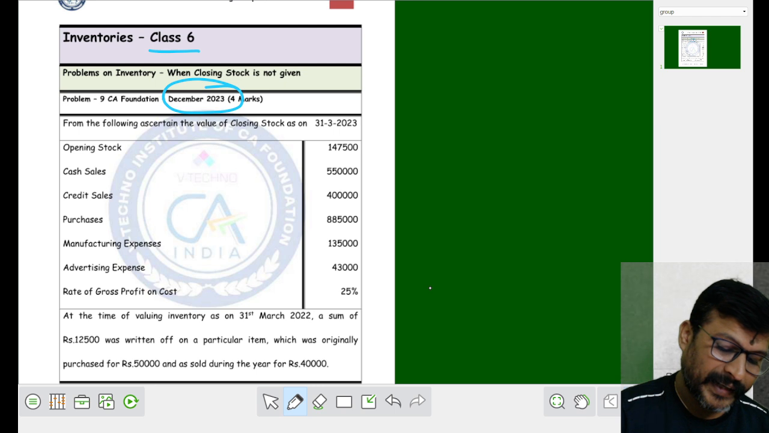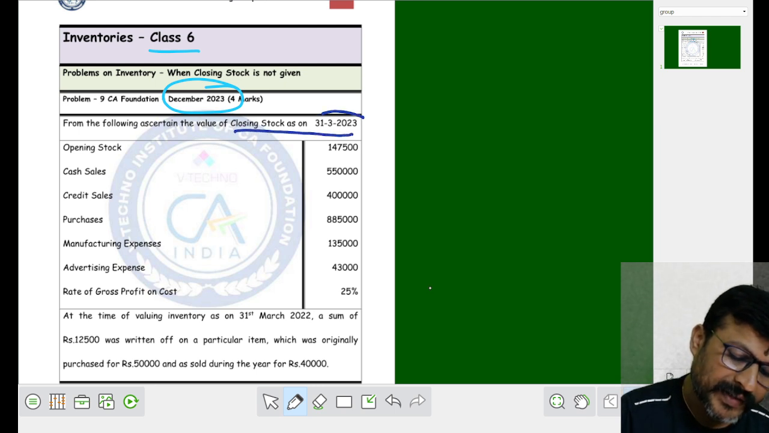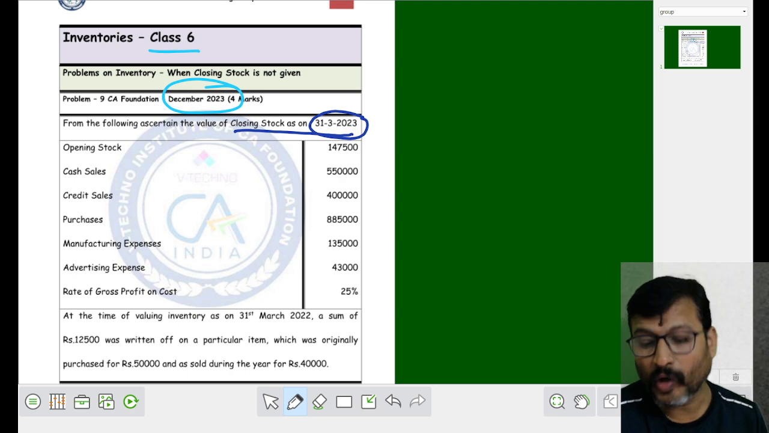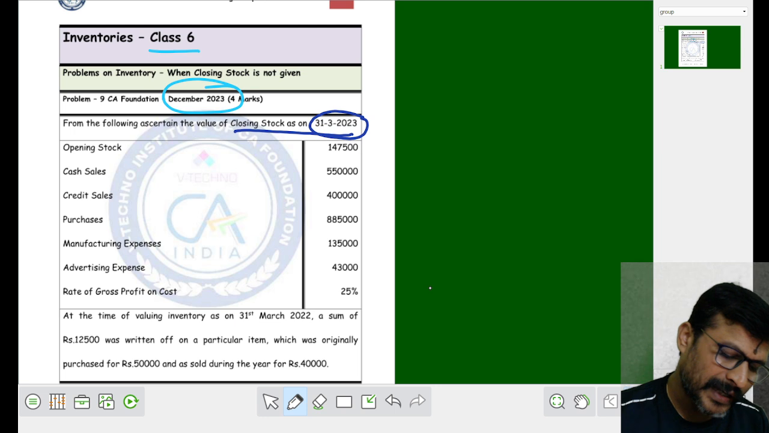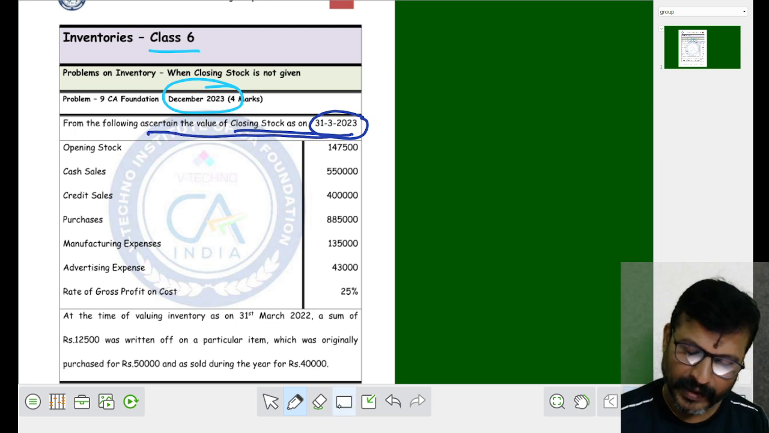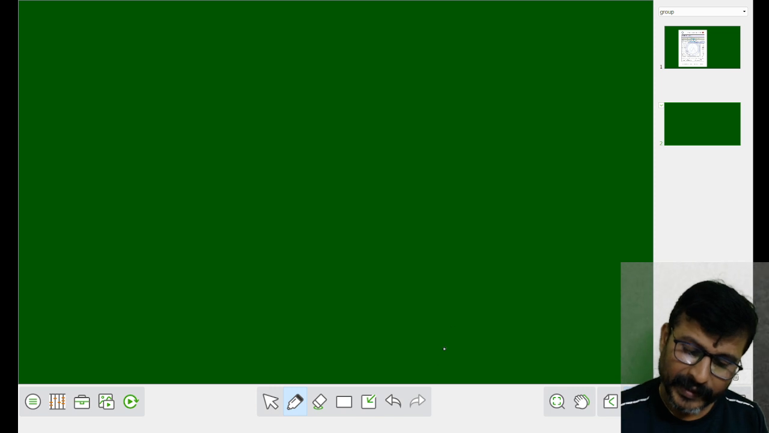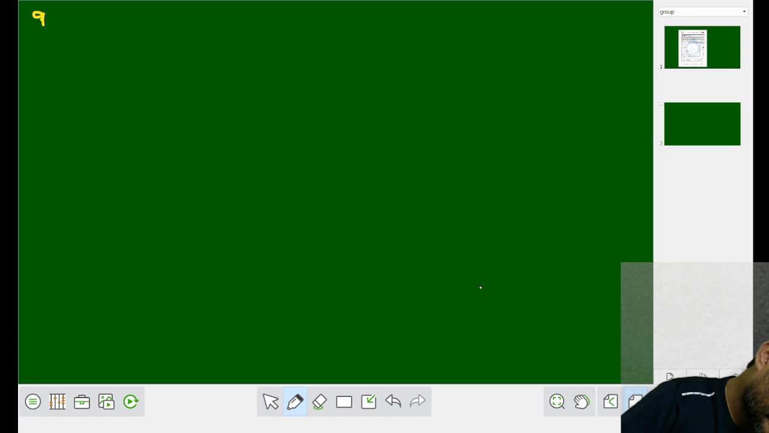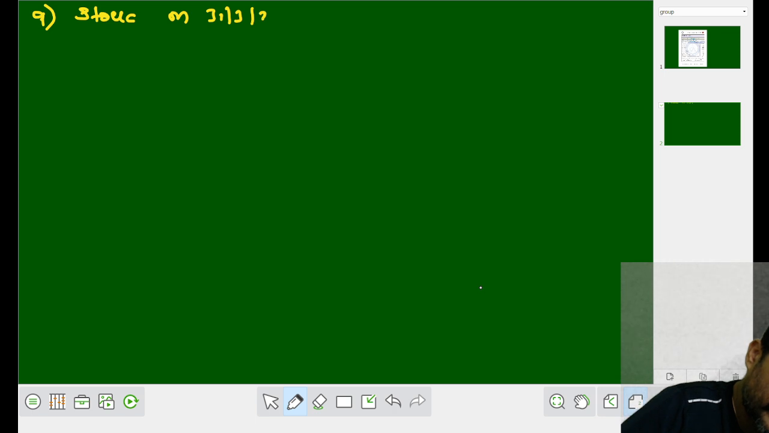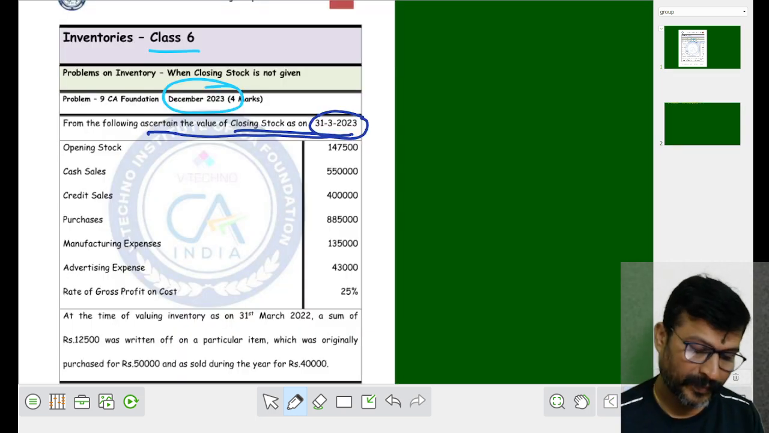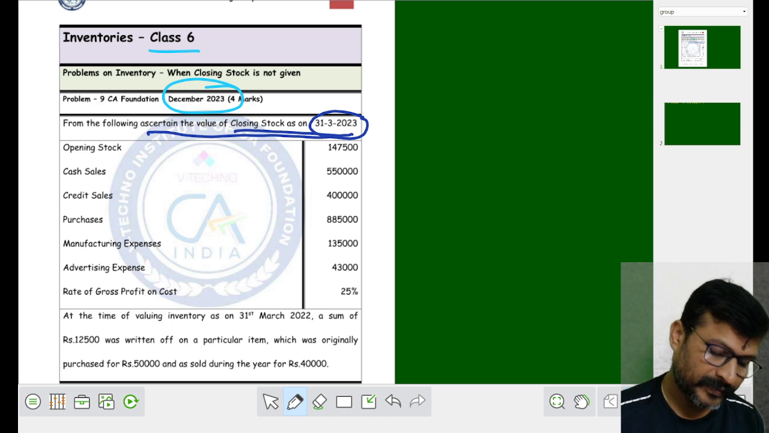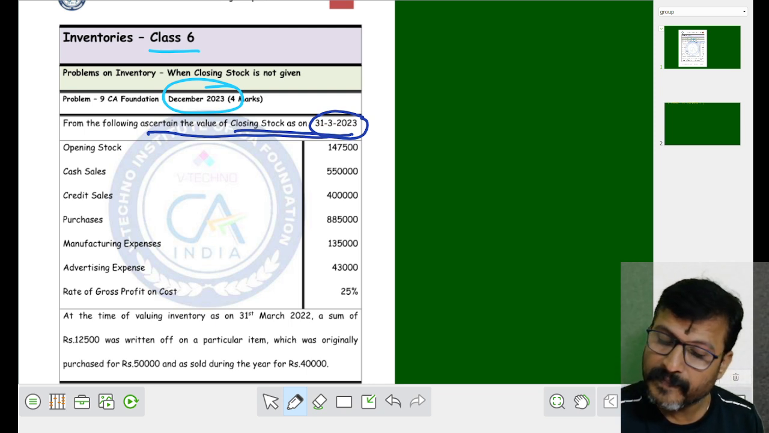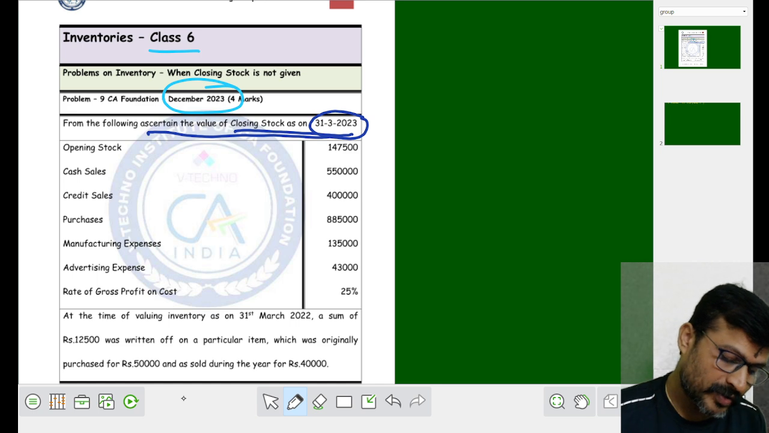From the following, ascertain the value of stock on 31st March 2023. On what date do we have to ascertain the stock? On 31st March 2023. See, in your notes, for problem number 9, what we have to calculate is the stock on 31st March 2023. Fine. We have an opening stock. See what is actually given, opening stock is given.